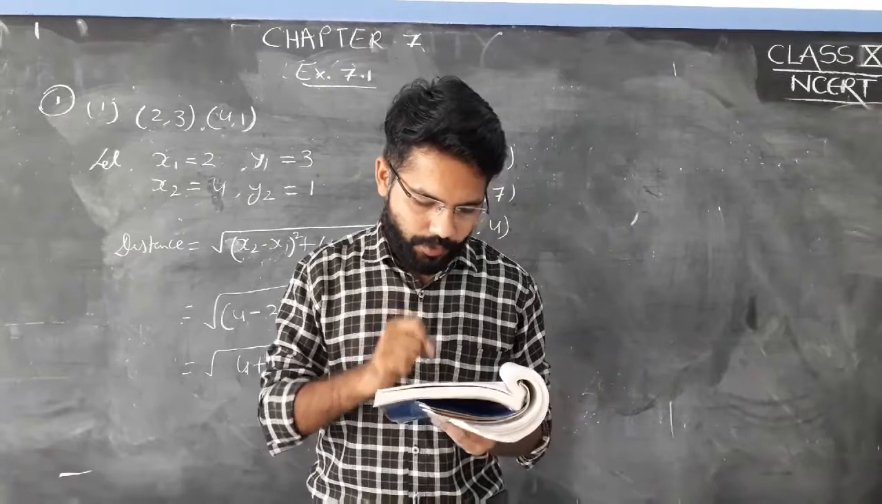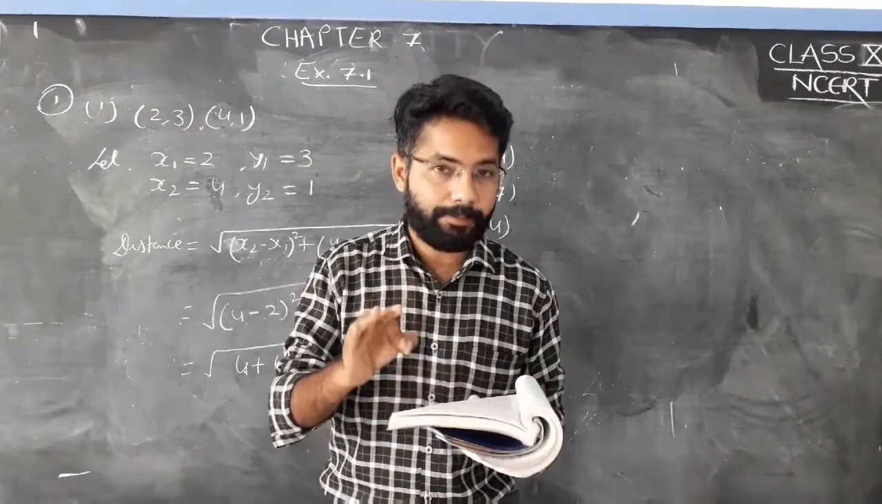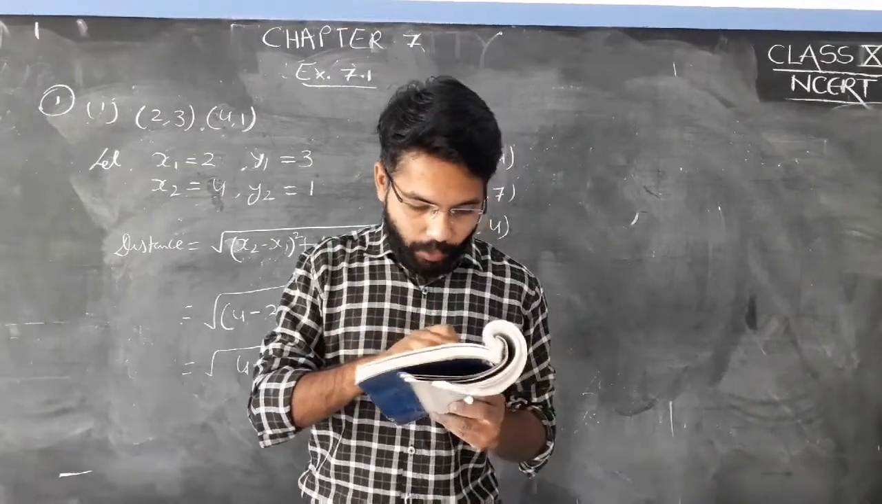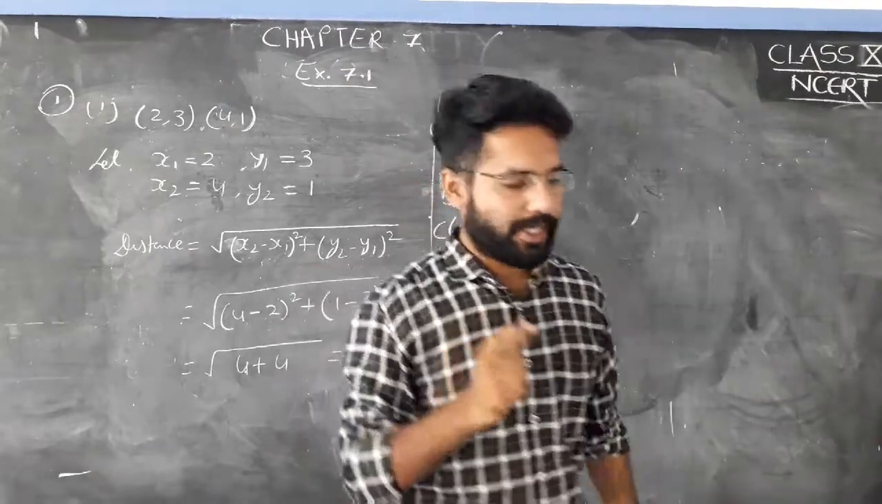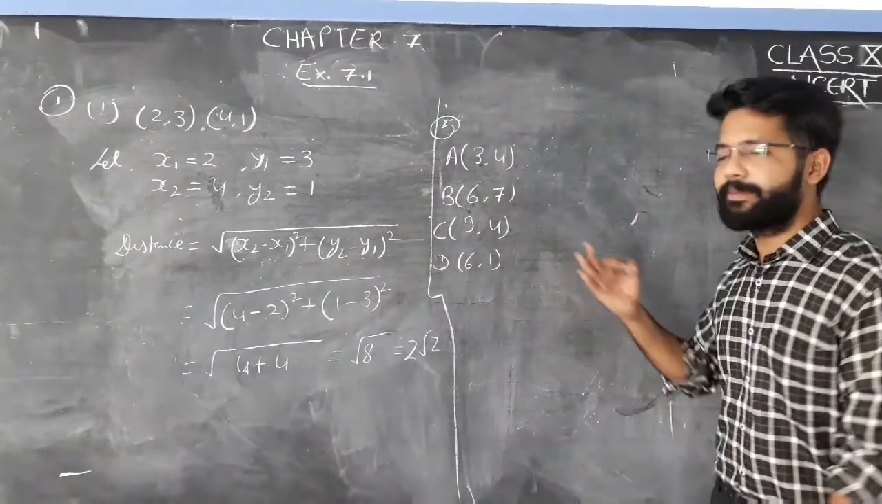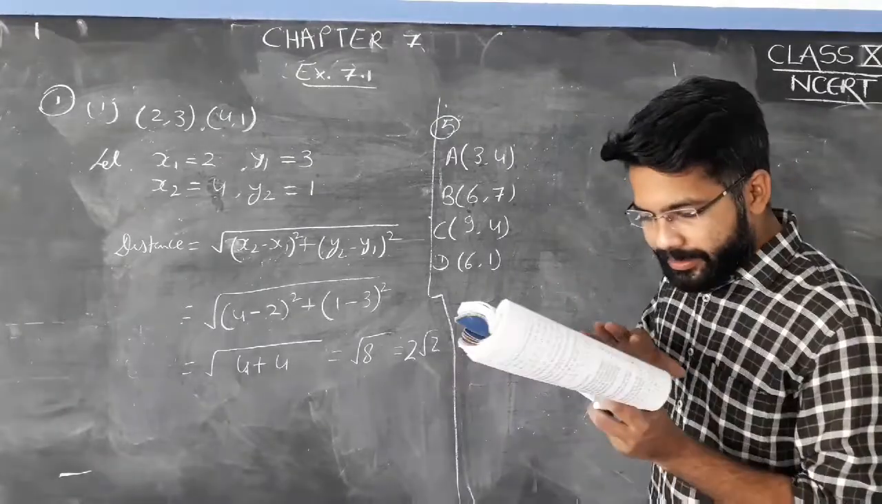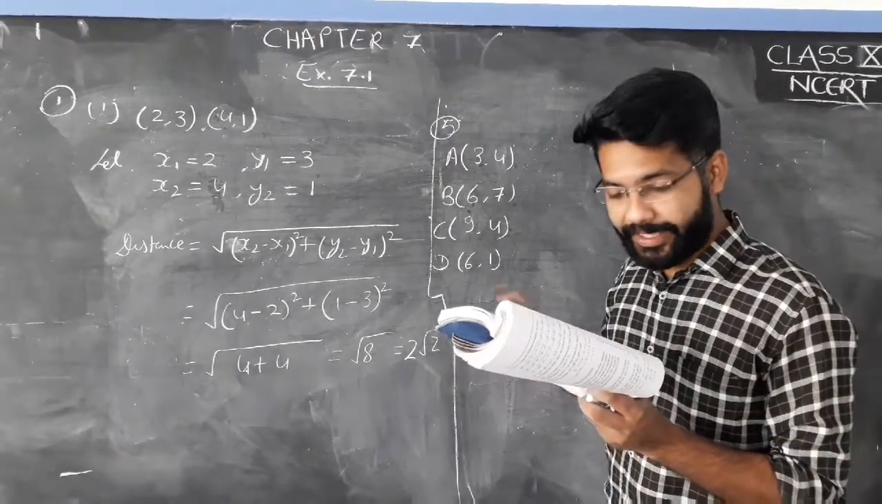After observing for a few minutes, Champa asked Chameli. Champa ने Chameli से क्या पूछा है? Don't you think ABCD is square? उसने पूछा है कि क्या ABCD is square? मुझे लगता है कि ABCD is square है. Then Chameli disagreed. Chameli ने उसको disagree कर दिया.